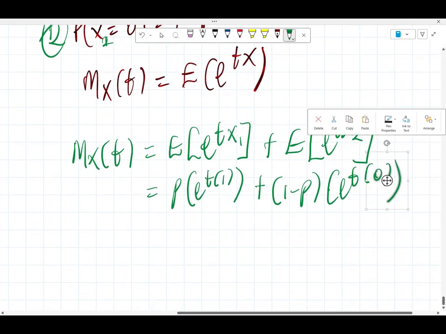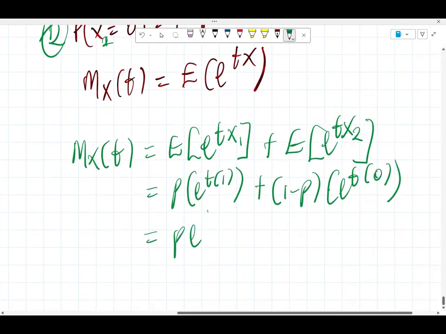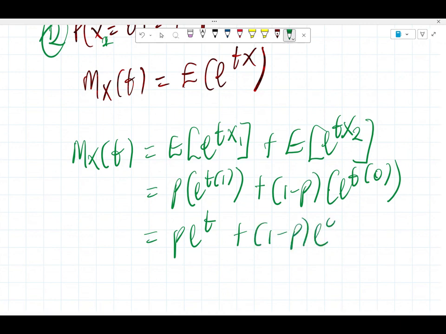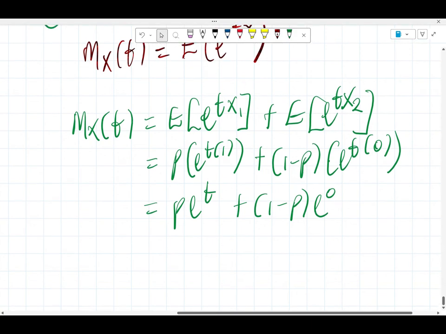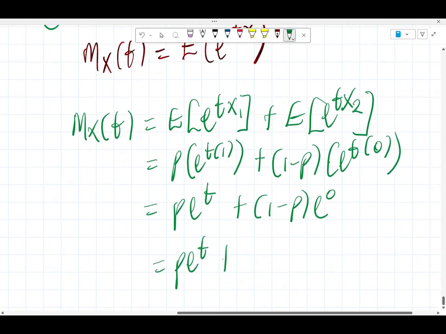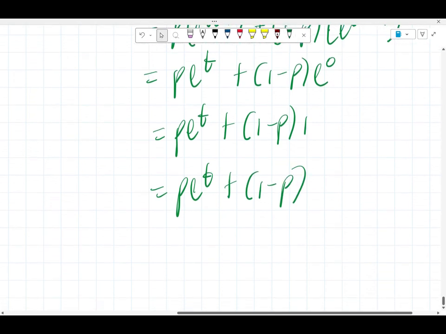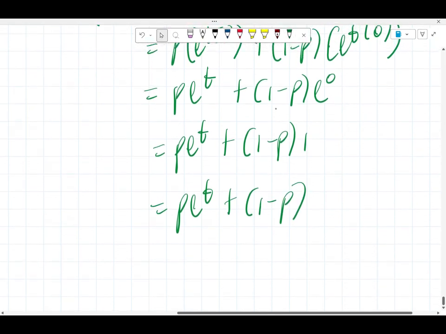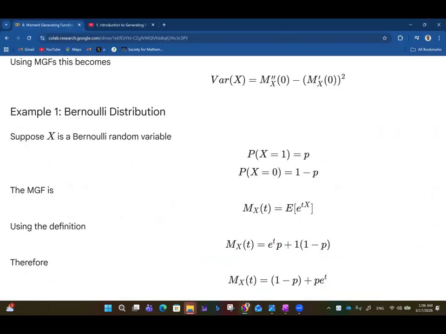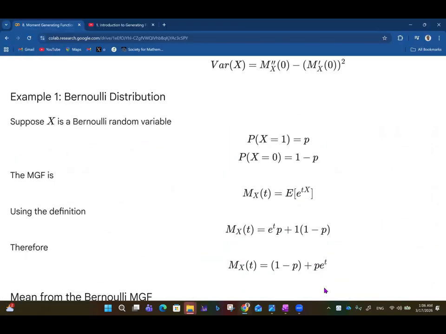So you now have p e raised to power t plus 1 minus p e raised to power t times 0. t times 0 is 0, so e raised to 0 is 1. So you have p e raised to power t plus 1 minus p, multiplied by 1, like that. So you have p e raised to power t plus 1 minus p. And that is exactly what we get over there. So in that case, you have 1 minus p plus p e raised to power t.